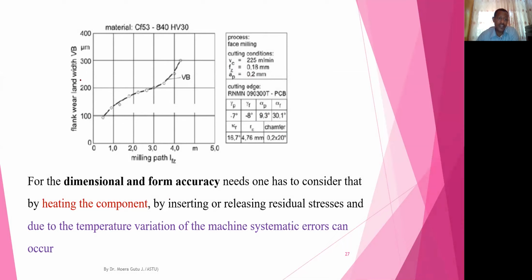Here you will see the cutting speeds. Here also the flank wear and flank widths of the milling cutter with the milling path. The milling path is the length of the depth during the milling operation. So the flank wear increases as you increase VB or milling passes. So the flank wear is more, or when you use fewer milling passes, the flank wear is here. So the tool life is more at this point than at this point.